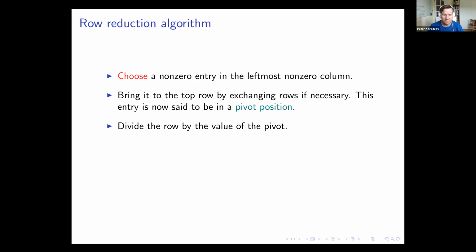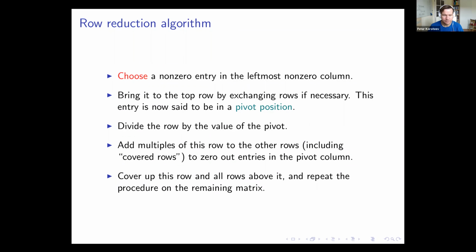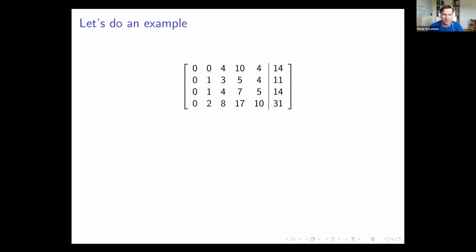Then we divide the row by the value of that pivot and add multiples of this row to other rows, including so-called covered rows, to zero out entries in the pivot column. Then we cover up this row and all rows above it and repeat the procedure on the remaining matrix. So let's do an example.